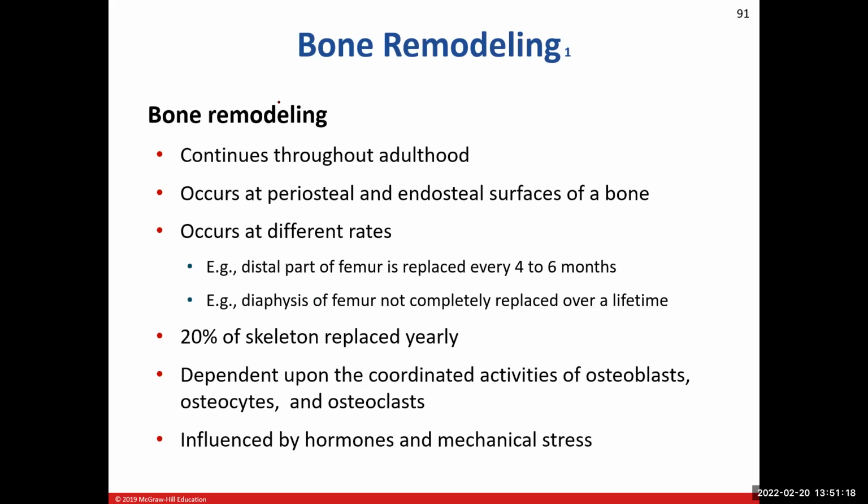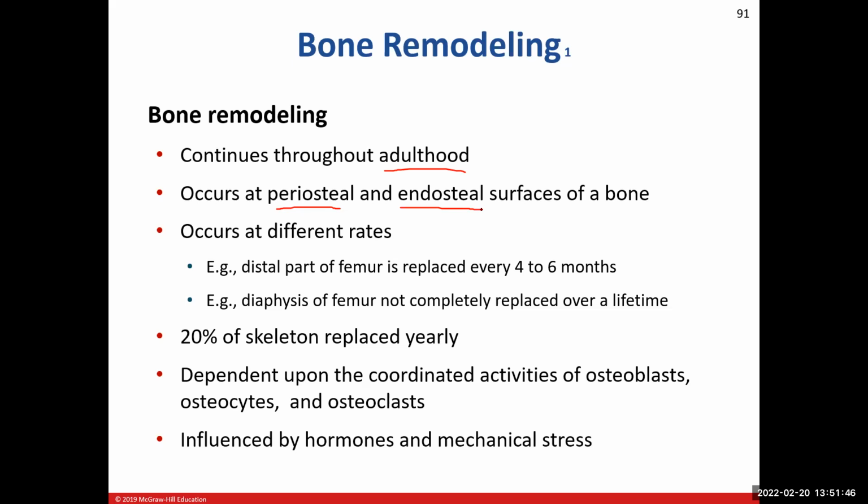So this is what we're going to see all throughout your adult years. This occurs both on the inside of the bone and the outside of the bone. The outside is the periosteum, and don't forget about the endosteum. The endosteum is on that inner portion of the bone that is surrounding the medullary cavity.